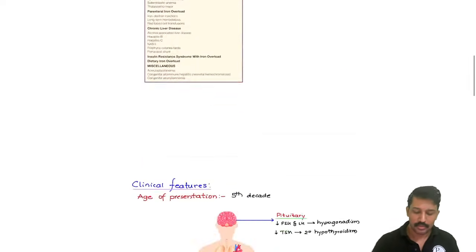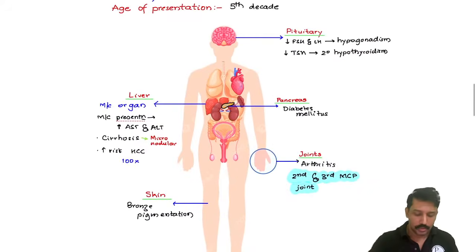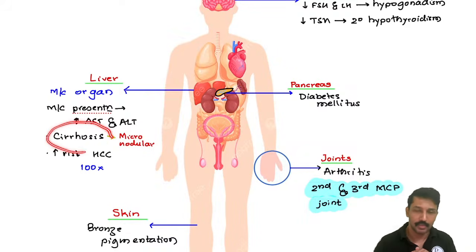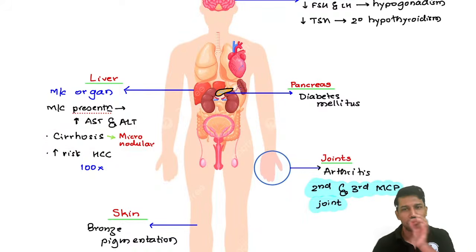So, what all organs can get affected? Liver involvement can present in the form of asymptomatic transaminitis or elevated AST, ALT. That is the initial stage, but that means the hepatocytes are getting damaged. So with time, the patient will end up with cirrhosis, and a cirrhotic liver is a risk factor for hepatocellular carcinoma.